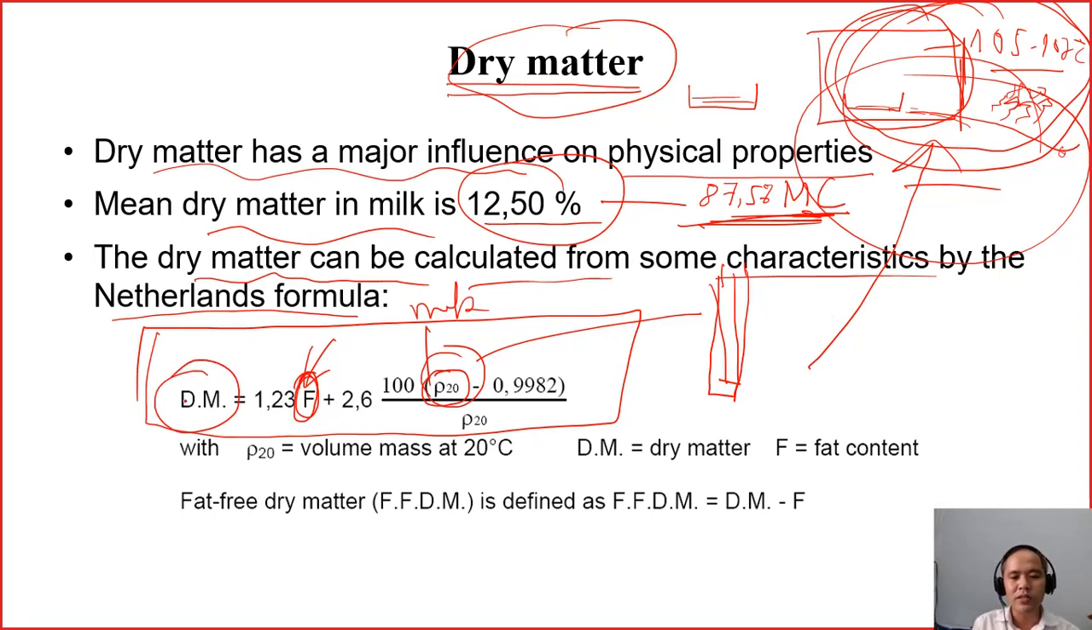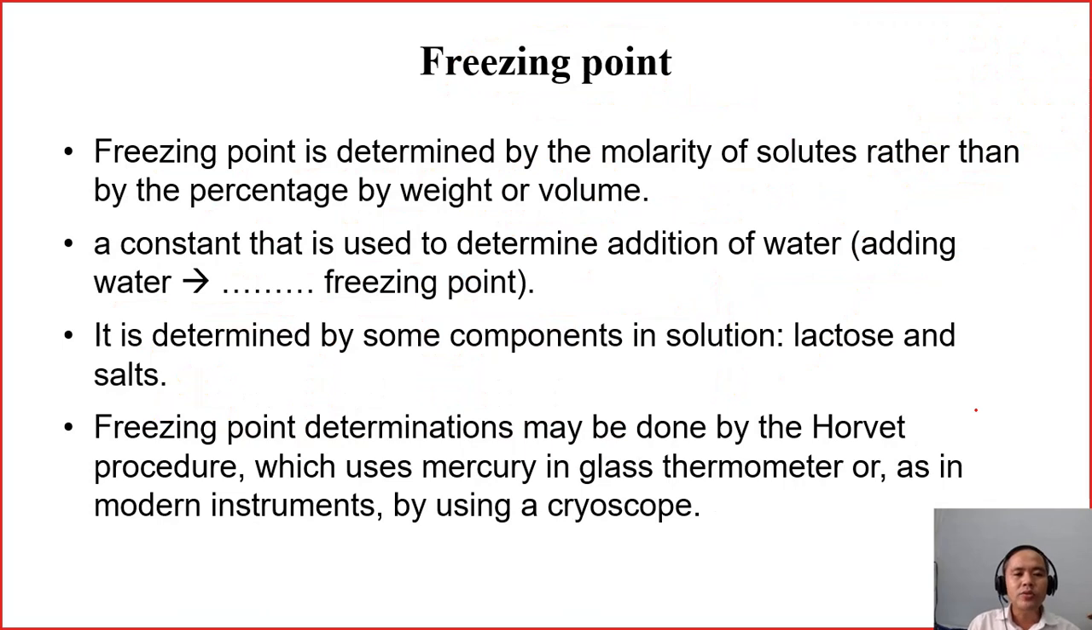Okay, now we go to the third physical property, the freezing point. Freezing is a process to convert from liquid into solid. Okay, what is the freezing point of pure water?